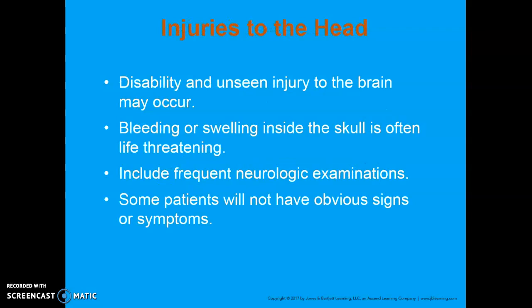For injuries to the head, disability, unseen injuries to the brain can occur because of that coup-contrecoup motion. And the brain does not deal well with swelling because the skull is rigid. It doesn't give a lot of give and take. So any sort of bleeding or swelling is going to be relatively life-threatening. So all of our assessments should have a neurologic exam to try and pick up on those things. Some patients have no signs or symptoms. You're just kind of shooting in the dark here, but they'll do CTs and MRIs in the ER after you get them there just to double check. So we don't want to spend a lot of time in the field. We want to get them somewhere for definitive care.